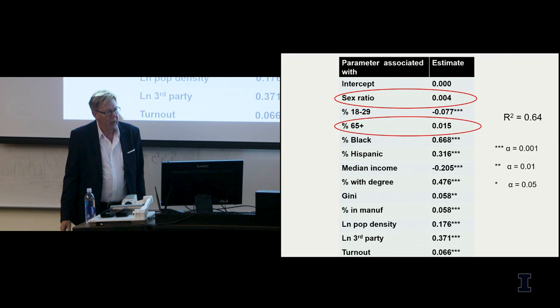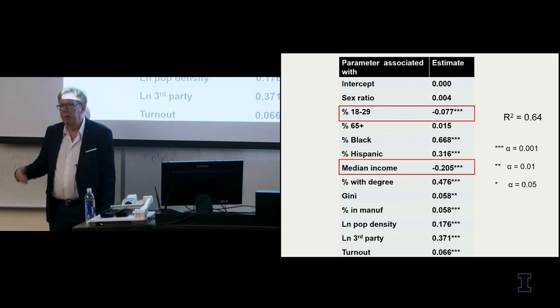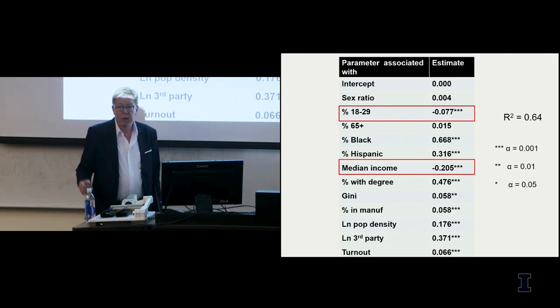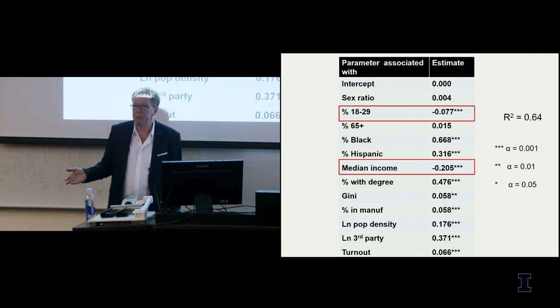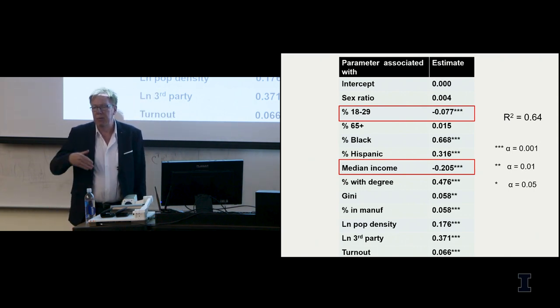Okay, well, we've got two variables which don't seem to have much explanatory power, gender ratio and the elderly voters proportion. We've got two covariates which have a negative influence on the Democratic vote, which are the younger age group, which is surprising, and median income. So as your income goes up, that's expected. As your income goes up, you're less likely to vote for the Democratic Party.